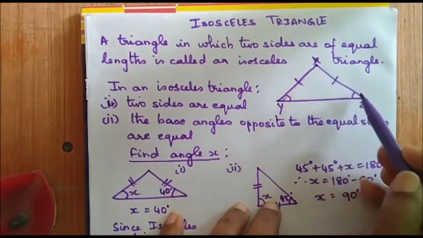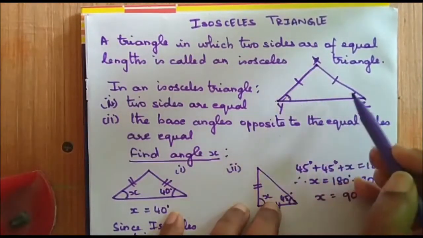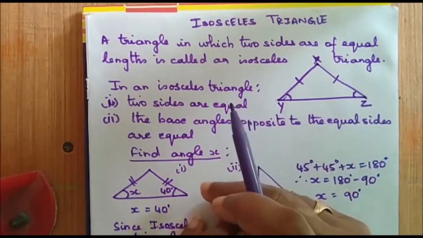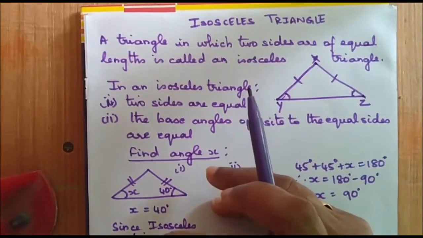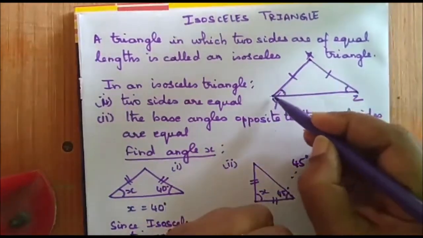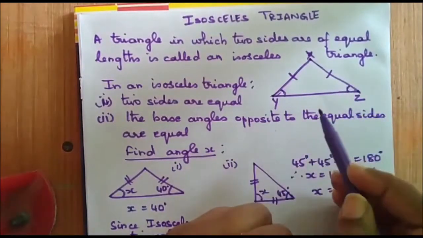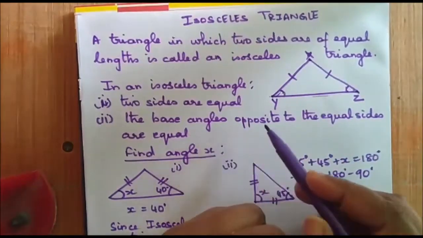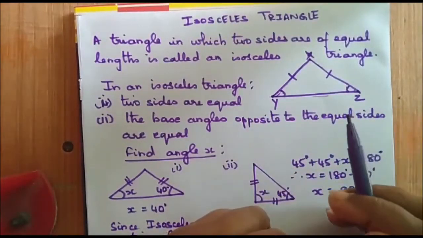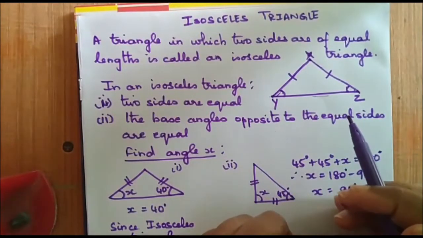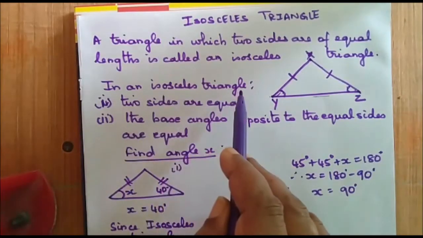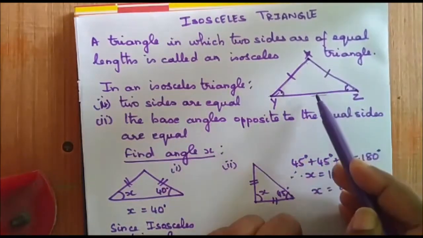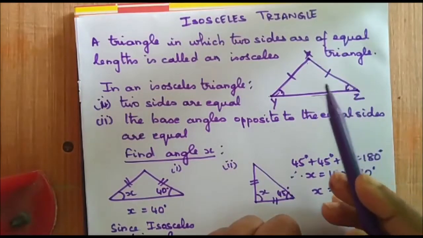When both these sides are equal, then the base angles opposite to the equal sides are also equal. So this is one of the properties of an isosceles triangle. That is, when these two sides are equal, then there will be a base, isn't it? The base angles opposite to the equal sides are equal. Okay. Now, in an isosceles triangle, two sides are equal, and the base angles opposite to the equal sides are equal.